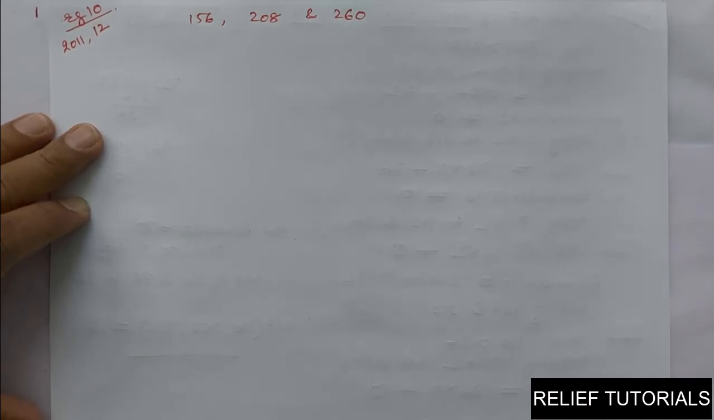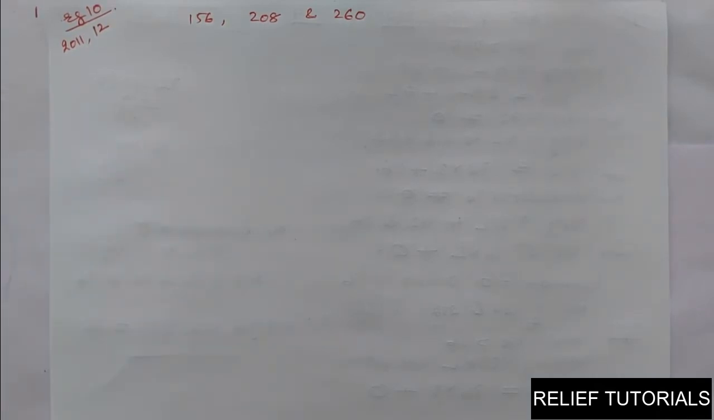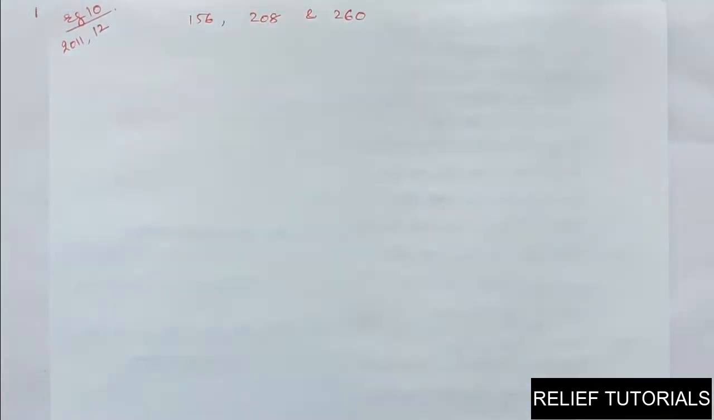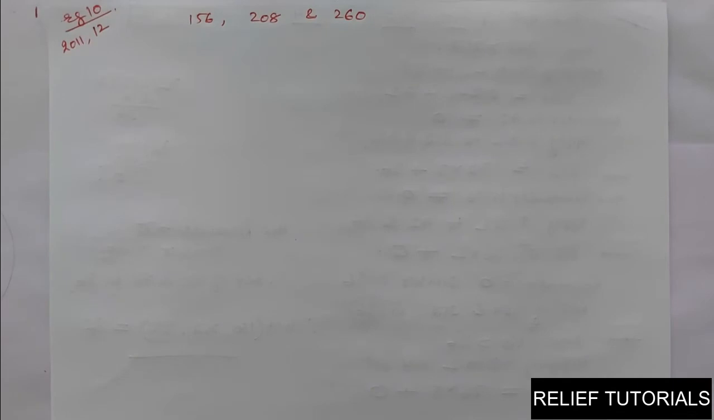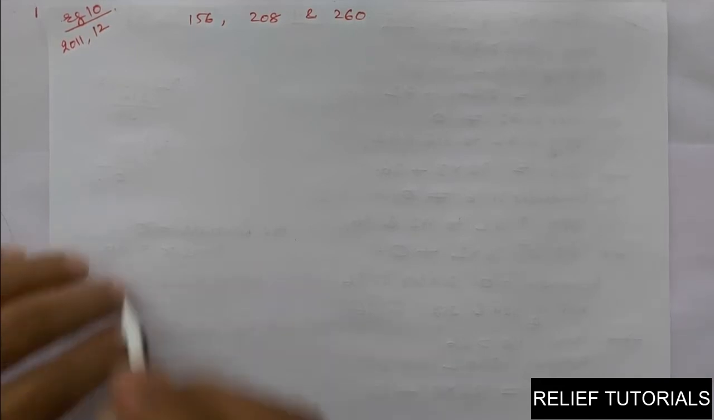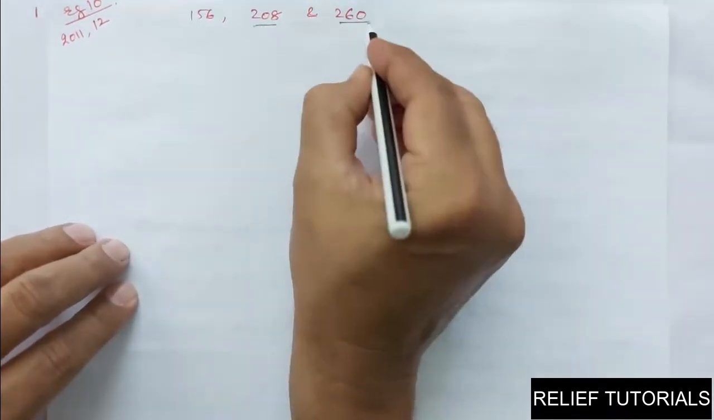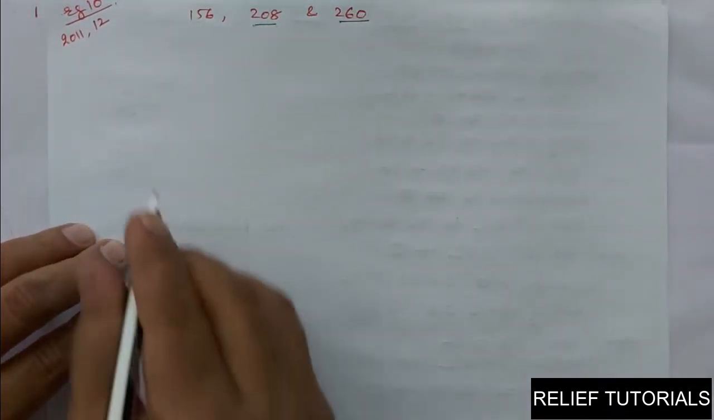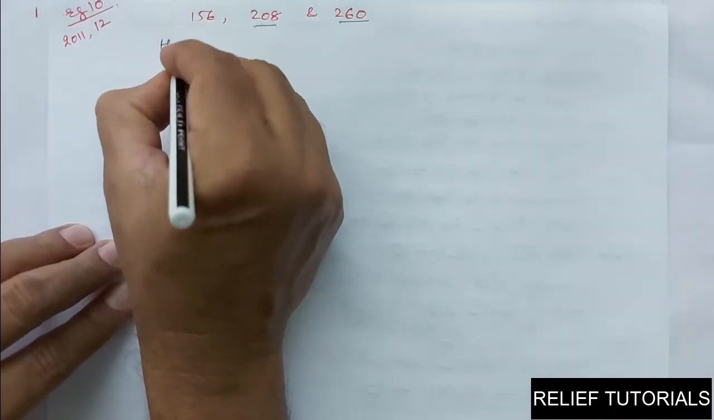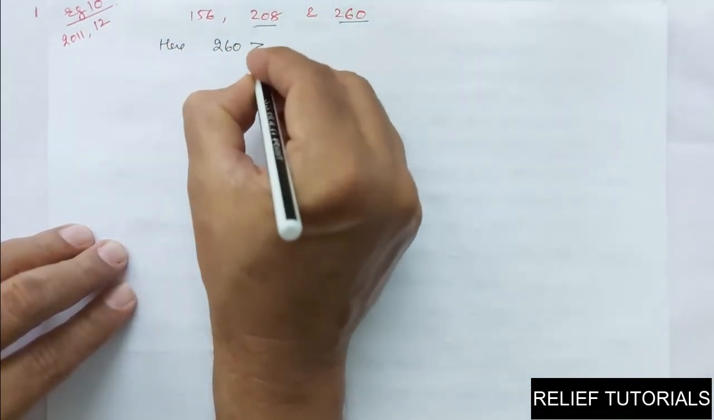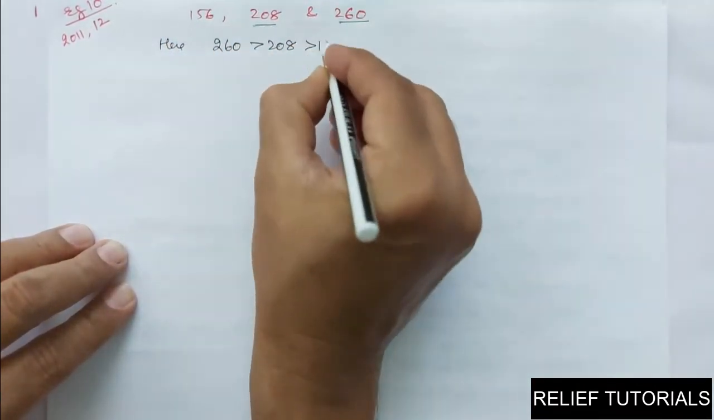Okay. So first we will find the largest number which divides all these three numbers. Clear? That is HCF. So you should know when to find HCF and when to find LCM. Why? Because we have not yet discussed LCM. So now first, which two numbers will you select? You will select these two numbers. Clear? So now here I can say 260 is greater than 208 and this is greater than 156.